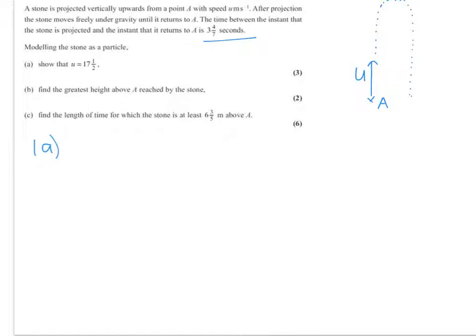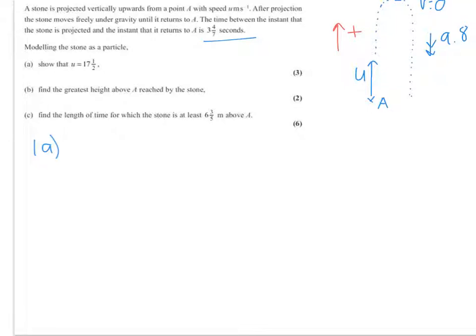There's a bit more information we can put on the diagram. We know that the acceleration is going to be downwards at 9.8. We know that the velocity at the top will be 0. And I'm going to put my positive direction here as upwards.